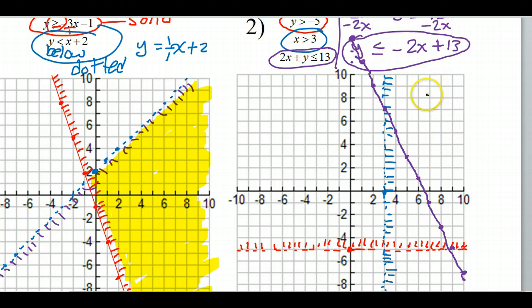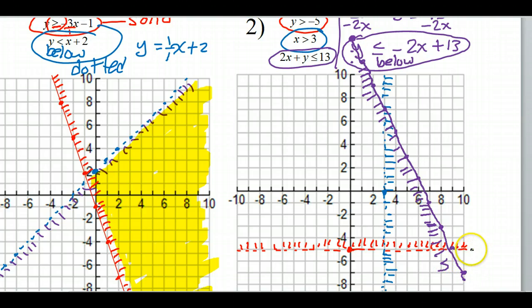Am I going to shade above or below this time? All right. Veronica, what do you think? Am I going to do above or below this time? Below. Below, okay? This time we're going to do below because you see the less than tells us we're going to do below. So again, I'm going to put just a little bit of shading on the below side of the line like this. Just a little bit of shading.